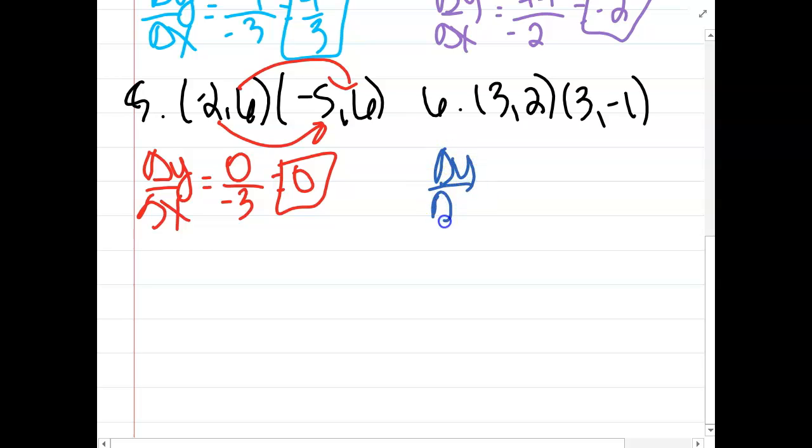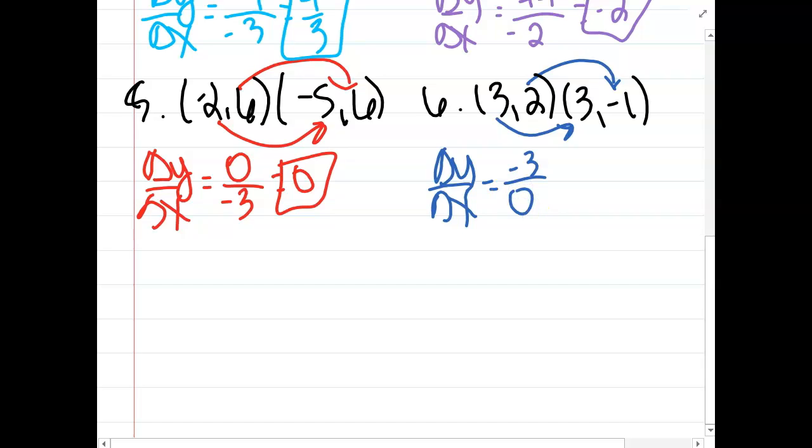Okay, slope is change in y over change in x. So my change in y from 2 to -1. Going from a positive to a negative, so it might be helpful to take this up at 0, from 2 to 0, 0 to -1. What's that change? -3. And then you're changing x from 3 to 3? 0.